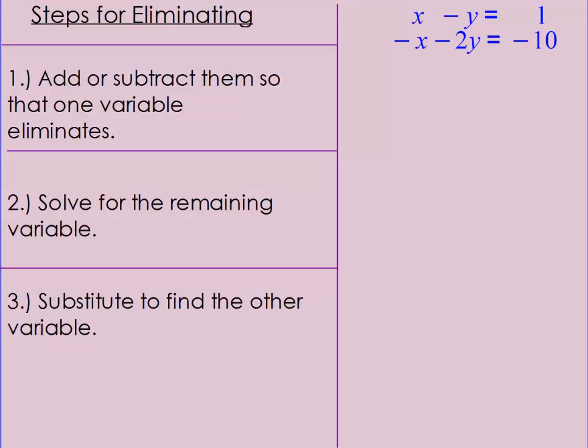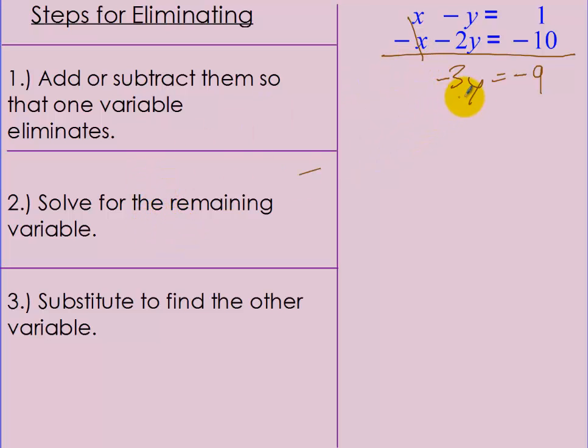So the steps for eliminating, we only did the elimination part, but let's do the rest. So for this example, I want to figure out if I have to add, subtract, or how do I eliminate. I know I have an x and a negative x. Those are opposites. So if I add, the x's will eliminate. X minus x cancels out. Negative y minus 2y is negative 3y. 1 minus 10 is negative 9. So that's the first step. I added to eliminate x.